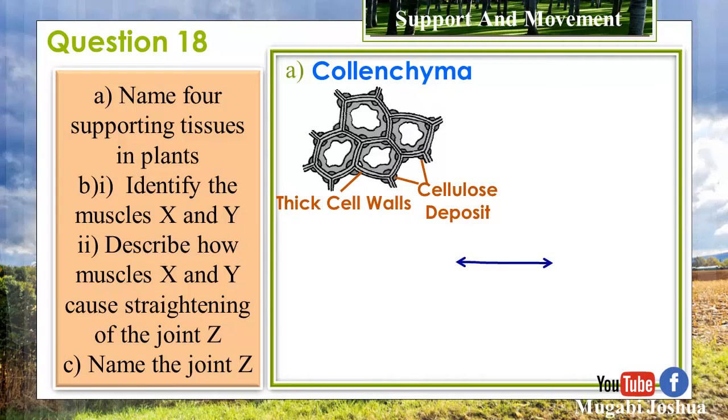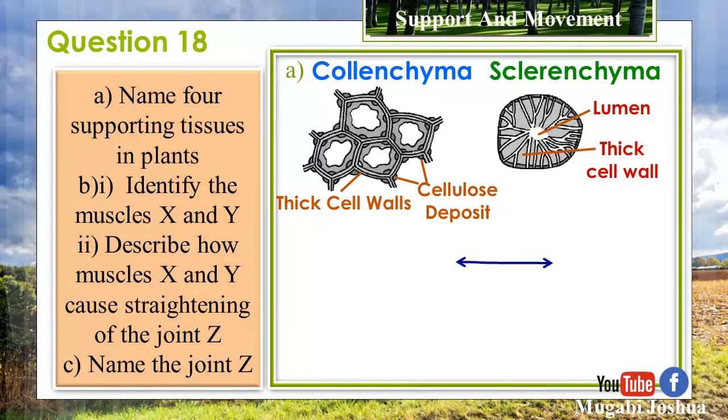Now, if you look at the collenchyma tissues, they are cells that have thick cell walls, with deposition of cellulose in the corners. So they are one of the supporting tissues in plants. Then the second, we have the sclerenchyma. These are cells with a narrow lumen and a thick cell wall which has been lignified. Therefore, they also provide support.